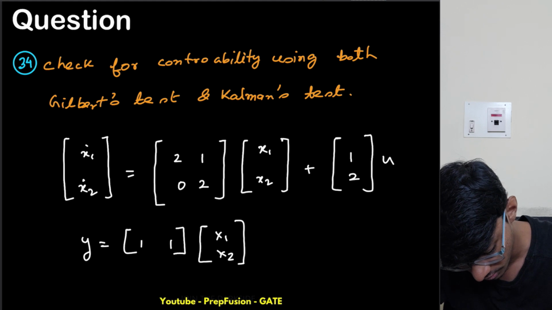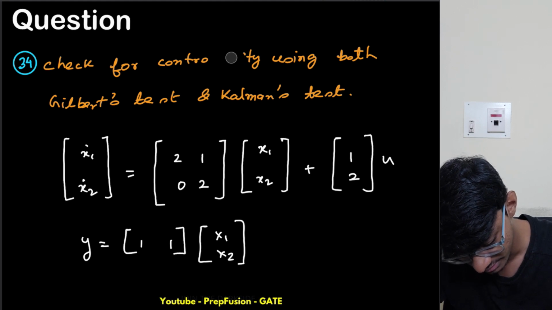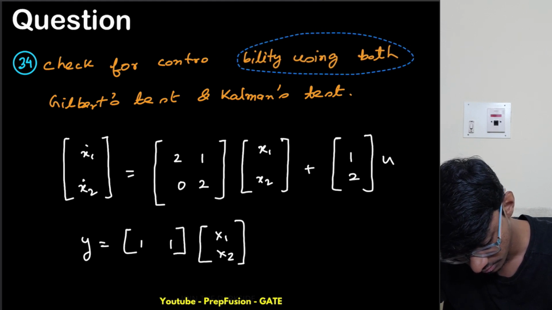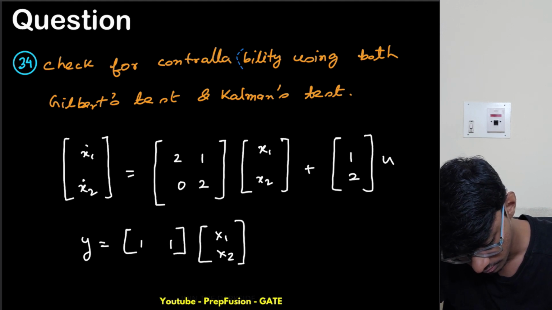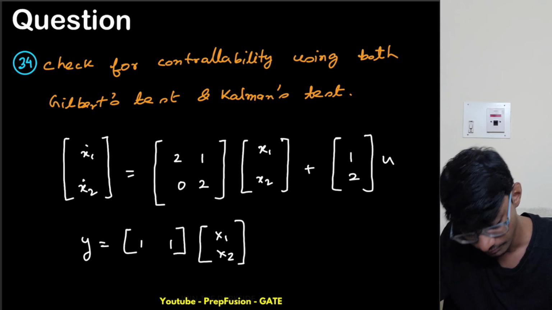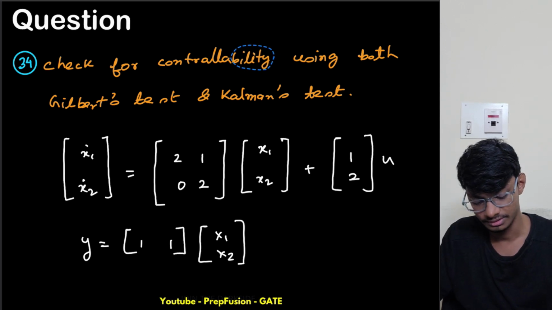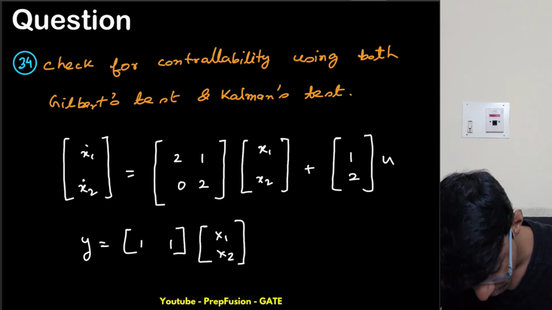Just hold on a second. This happens. Okay, the spelling is correct. Controllability. Okay.